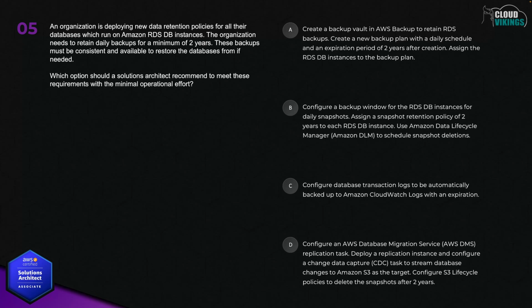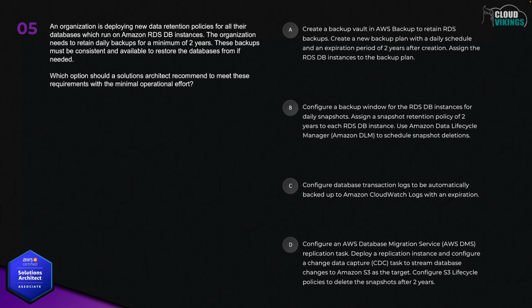Our options are A. Create a backup vault in AWS Backup to retain RDS backups. Create a new backup plan with a daily schedule and an expiration period of 2 years after creation. Assign the RDS DB instances to the backup plan. B. Configure a backup window for the RDS DB instances for daily snapshots. Assign a snapshot retention policy of 2 years to each RDS DB instance. Use Amazon Data Lifecycle Manager, Amazon DLM, to schedule snapshot deletions.